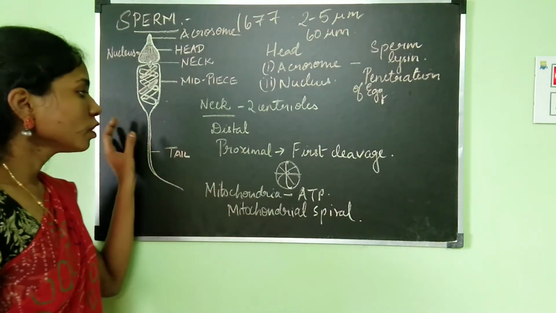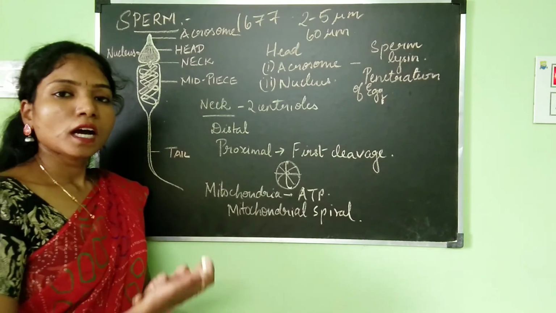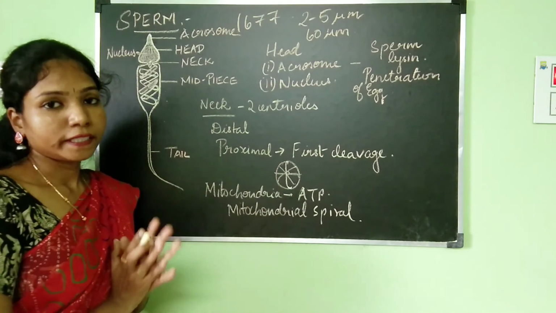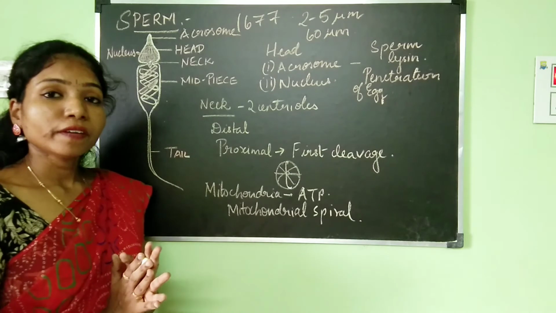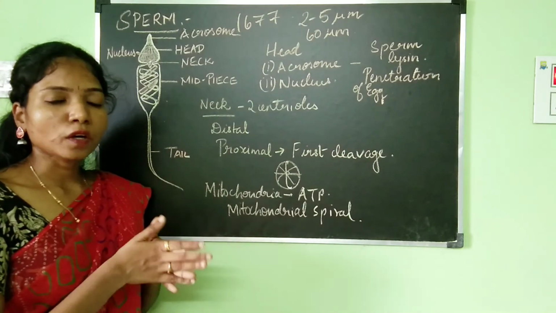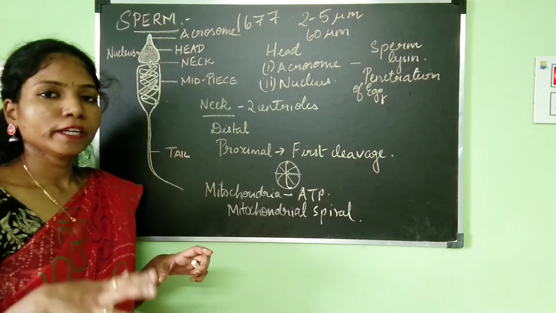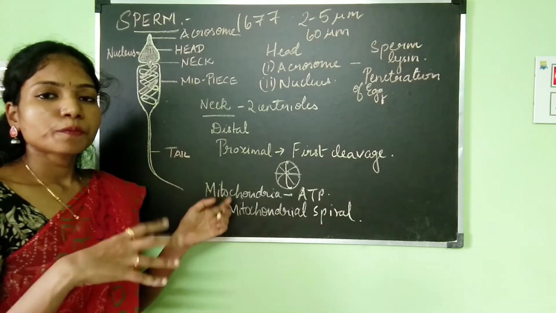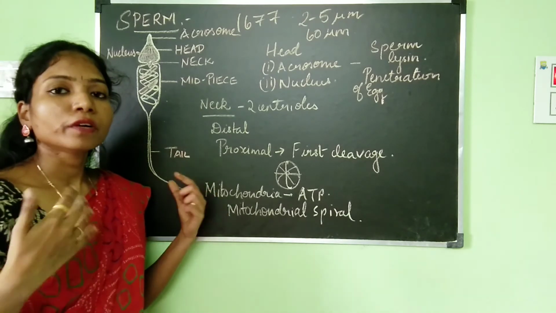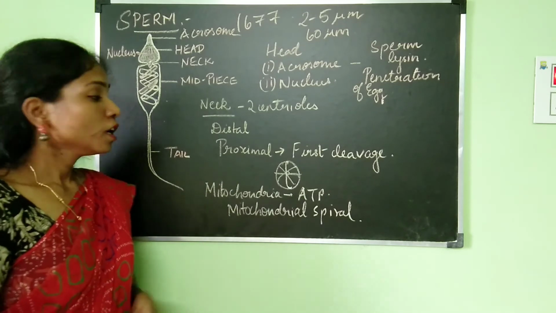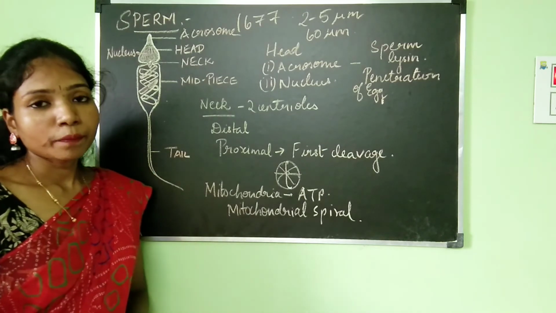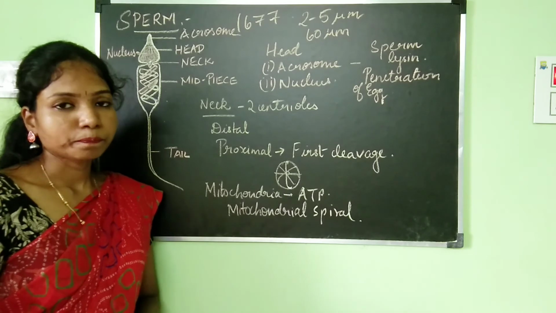And then moving on to the last region of the sperm, the tail, and the tail is very important for motility of the sperm. If there is any problem with the motility of the sperm, then the sperm will not reach the ovum and fertilization will not take place. So the tail is very important for the sperm to swim.